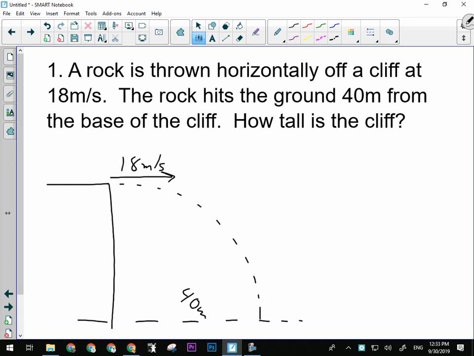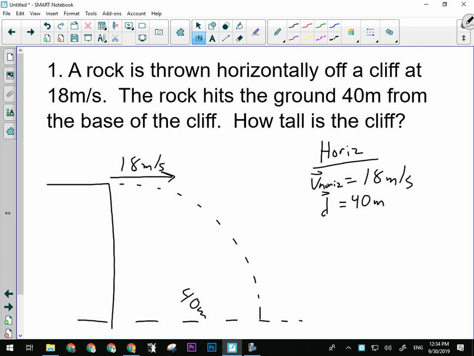Okay, so our initial set of givens is that we have two pieces of horizontal data. We know the horizontal velocity, which is not going to change. It's 18 meters per second. And we know the horizontal distance, or horizontal displacement. That's going to be 40 meters.